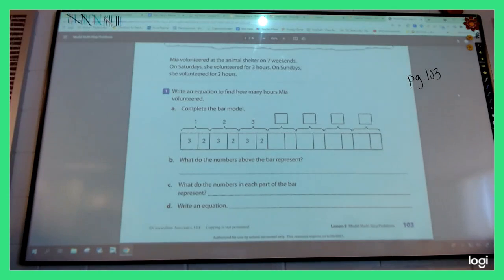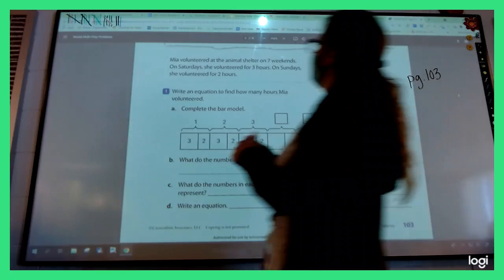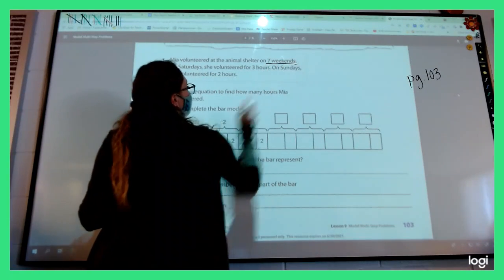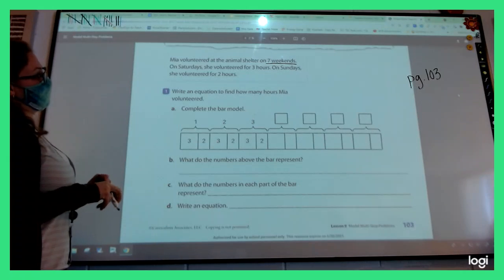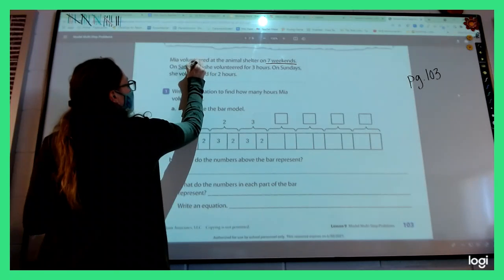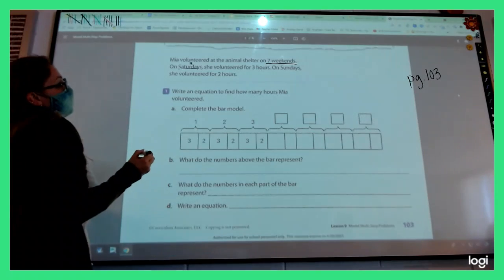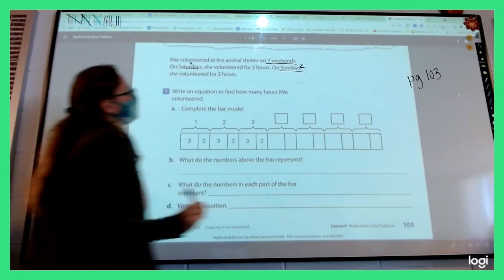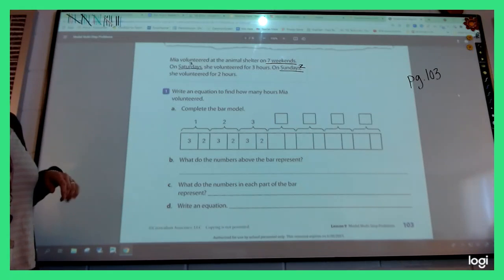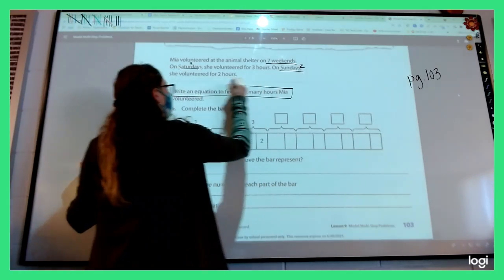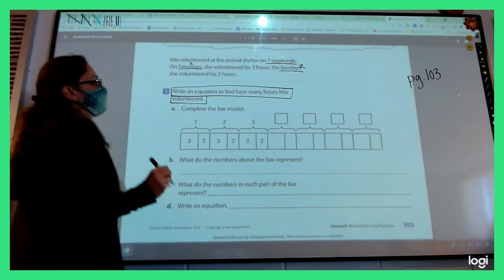All right, so let's mark it up. You guys all with me? Pencils ready? Mia volunteered at the animal shelter on 7 weekends. On Saturdays, she volunteered for 3 hours. So Saturday, I'm going to put a 3 up top. And on Sundays, she volunteered for 2 hours. The question: we need to write an equation to find how many hours Mia volunteered.